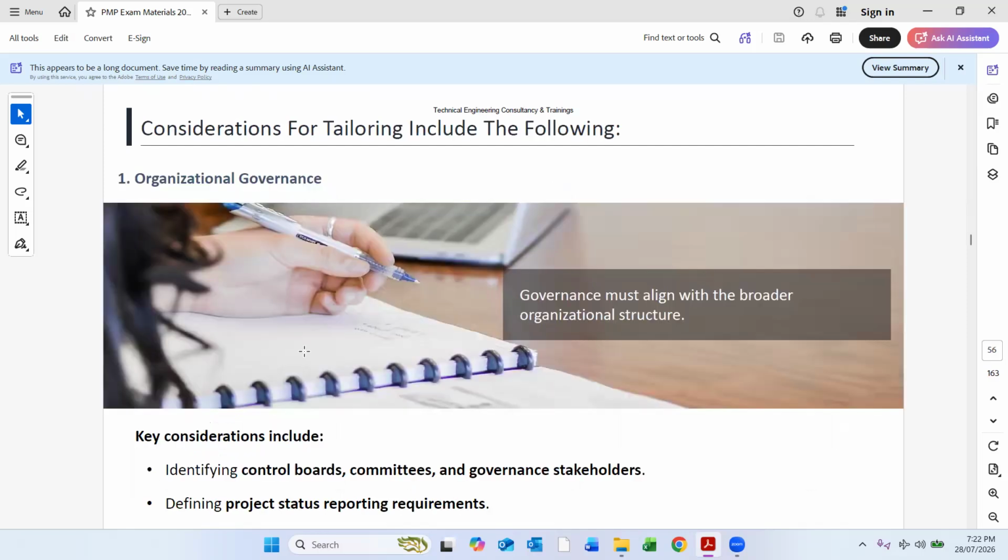Organization governance must align with the broader organization structure, which includes control boards, committees, and governance boards. So in our organization, we can have committees, we can have control boards, and we should have governance stakeholders as well. We're defining project status reporting requirements. So the project status reporting requirement should also be there in order for the governance style to adapt, or to see where to close or quit the project.